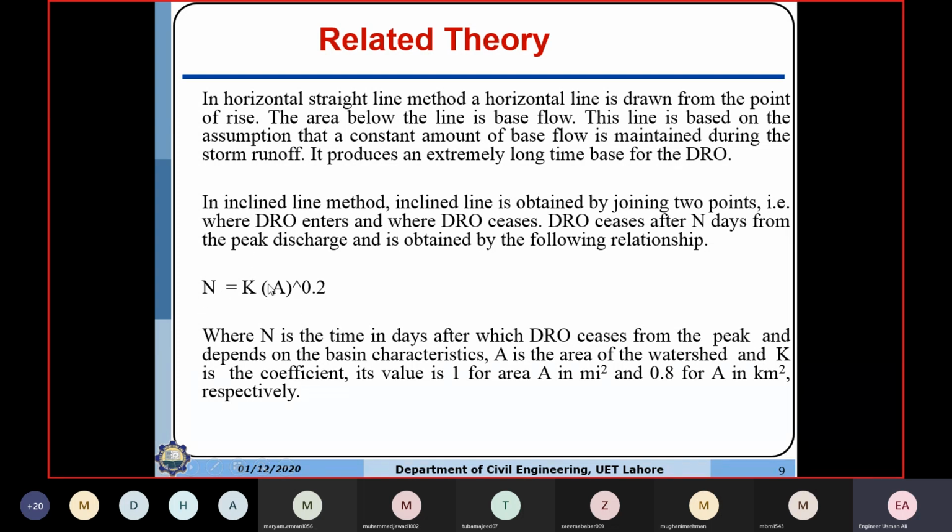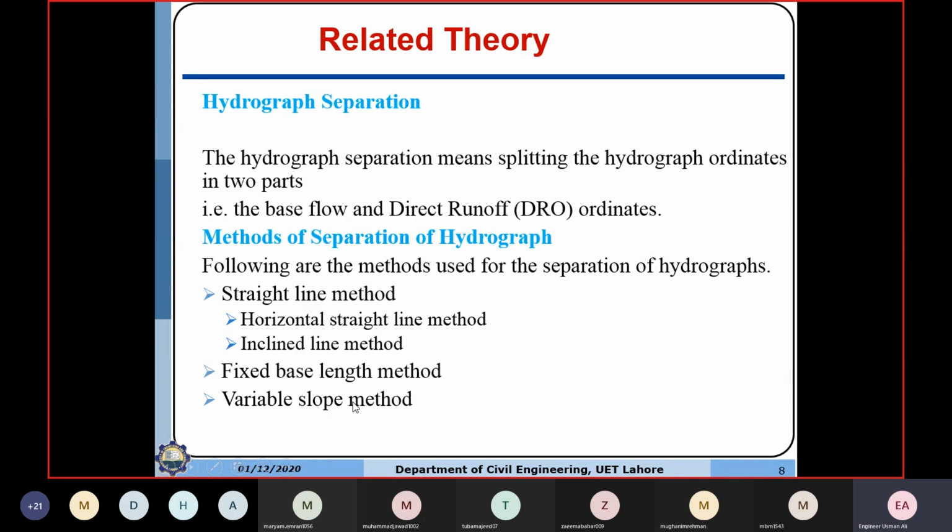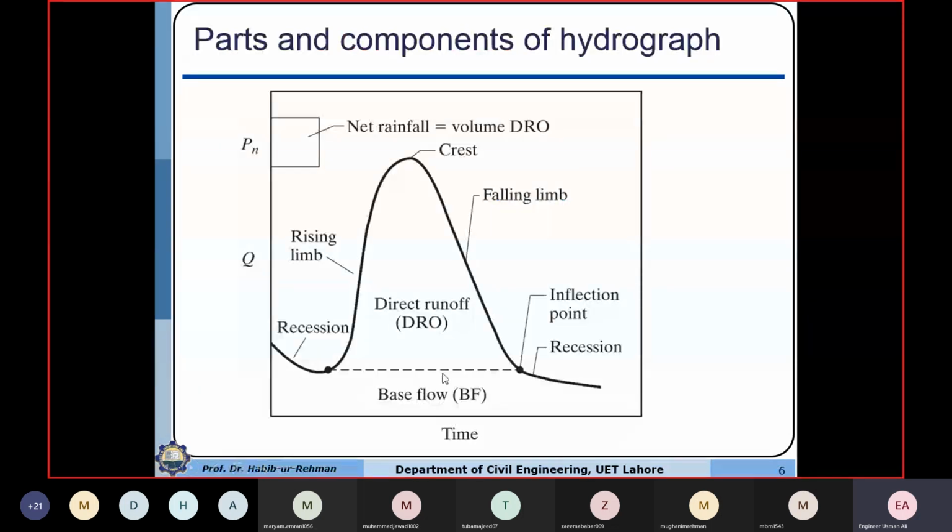So you find this n, which is equal to k times A to a power, where k is 1 for the area in square miles and 0.8 for the area in square kilometers. You are given the area in square kilometers, so you will use k as 0.8. A is the watershed area, given as 400 square kilometers, so you will use that as it is. The area should be put in square kilometers. So you will find n in this way. You will find this n in days, but because the data is given in hours, you will convert the time to hours.